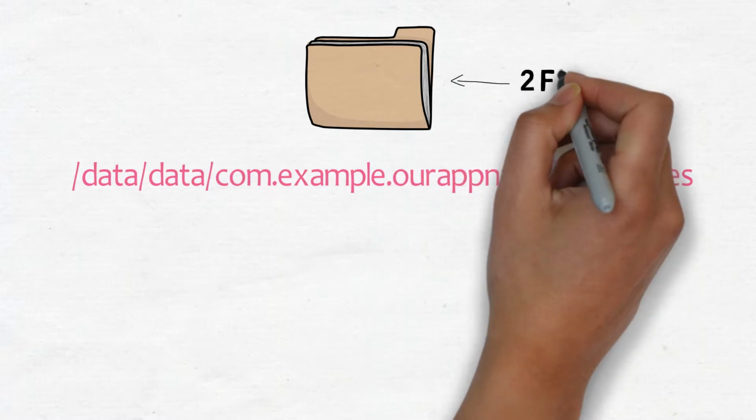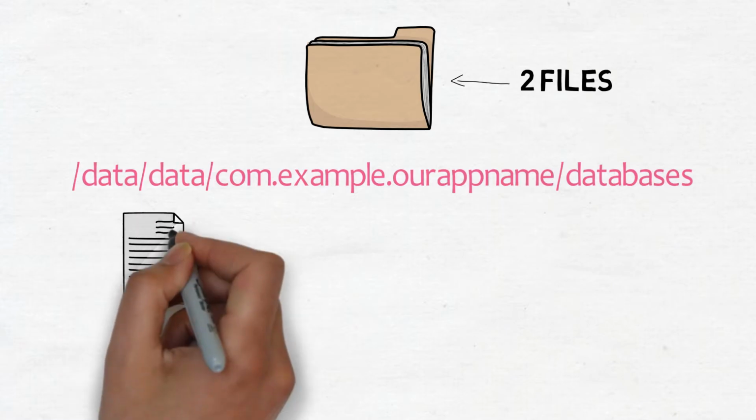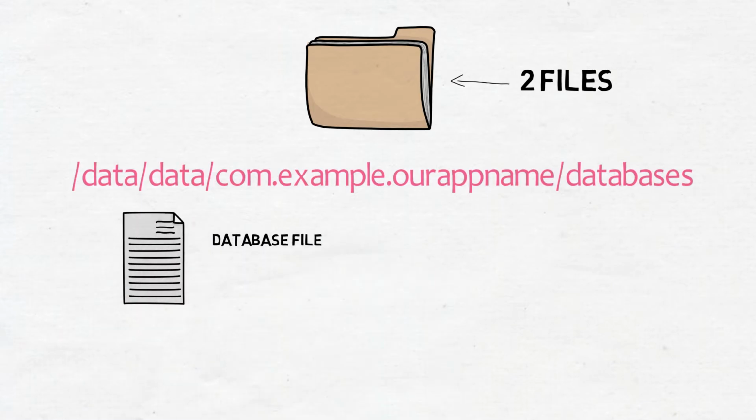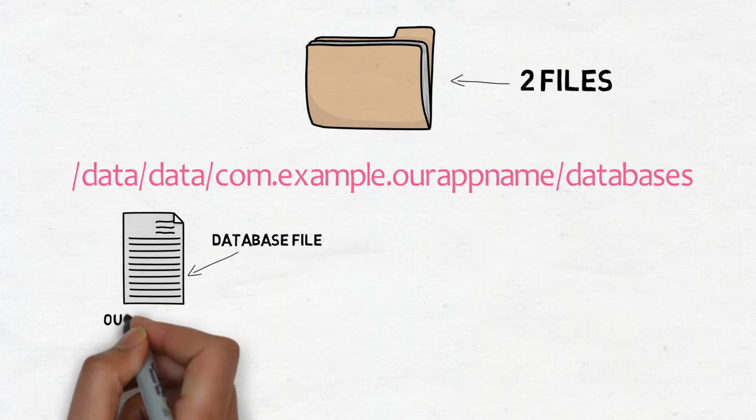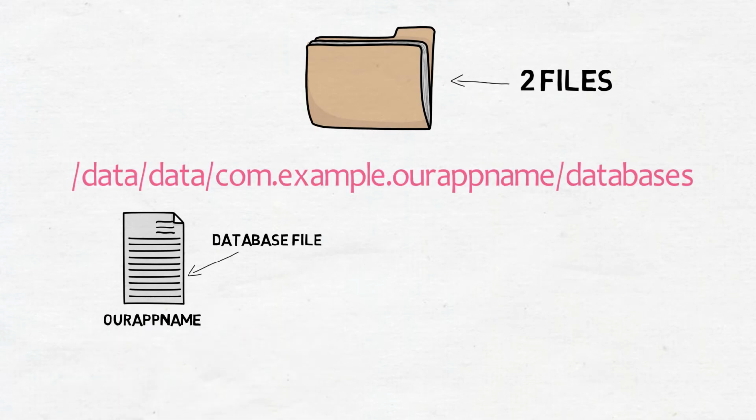Each database consists of two files. The first file is the database file and has the same name as your database, for example our app name. This is the main SQLite database file. All of your data is stored in this file.